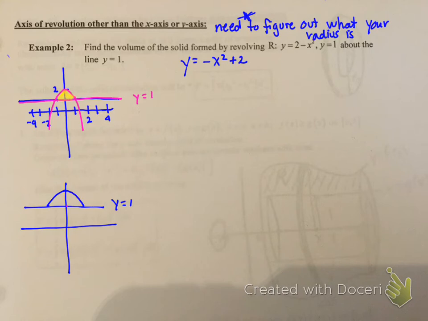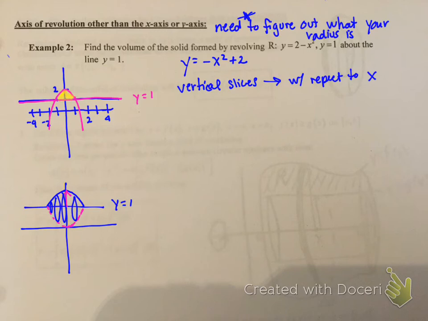I'm going to have to find the radius. Now the radius this time around is from the line y equals 1 out to the function, right? So the ghost function is going to look like this. So I'm slicing with vertical slices. Okay, so we know that they're vertical slices. So I have to integrate with respect to x. Okay. All right.